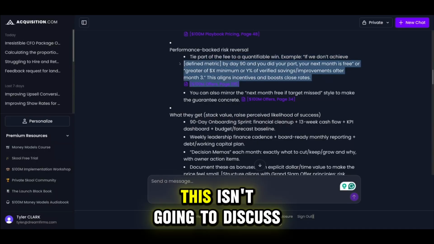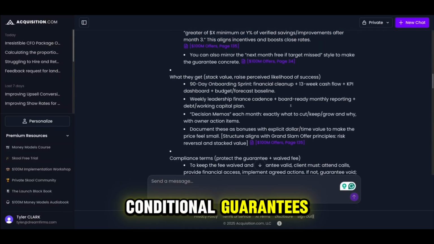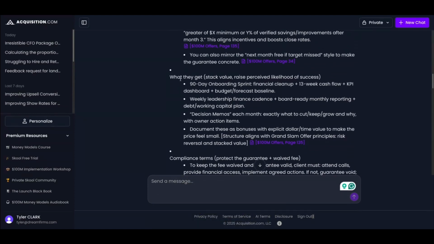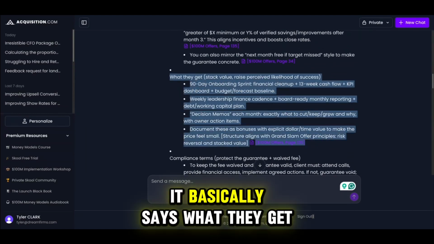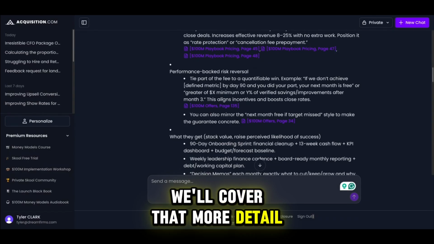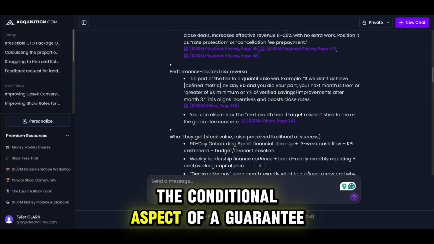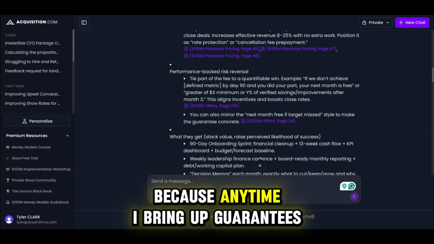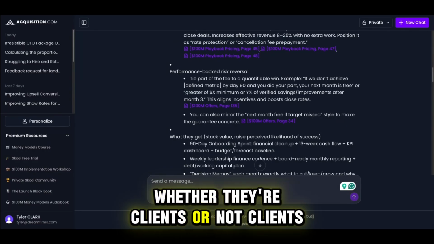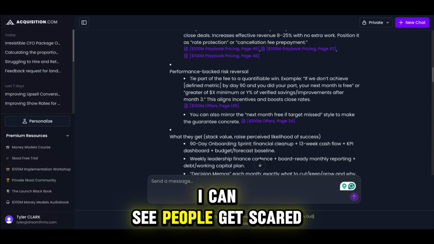Now, this isn't going to discuss conditional guarantees, at least I don't think it does. It basically says what they get. We'll cover that in more detail in a second here. But I want to emphasize the conditional aspect of a guarantee, because anytime I bring up guarantees, whether they're clients or not clients, I can see people get scared.